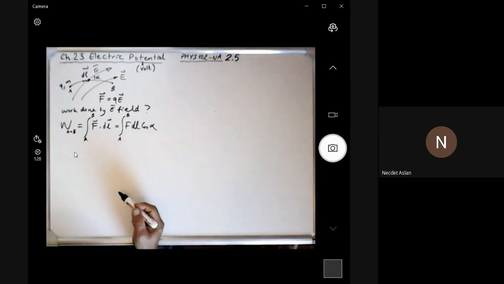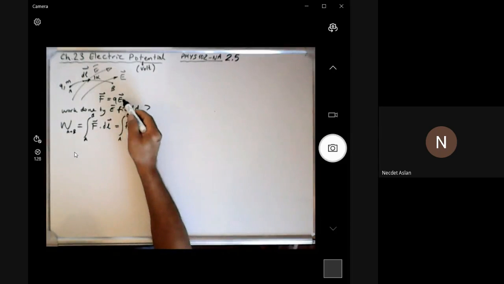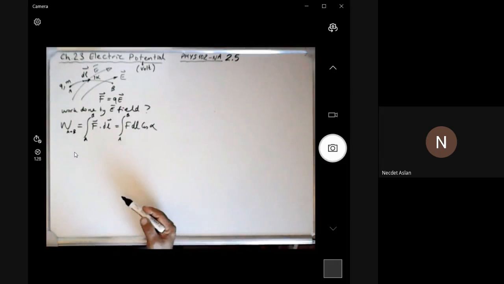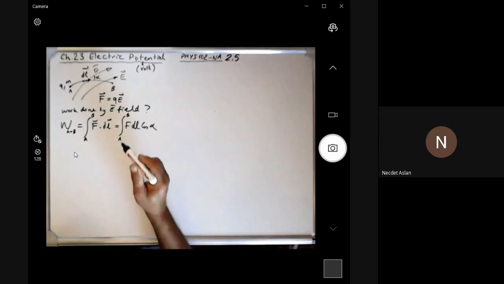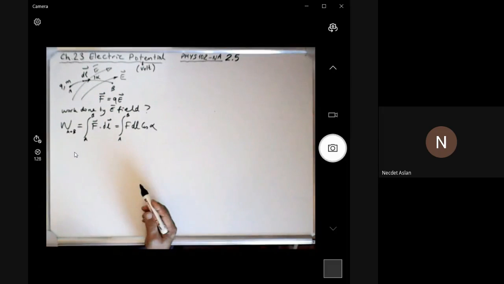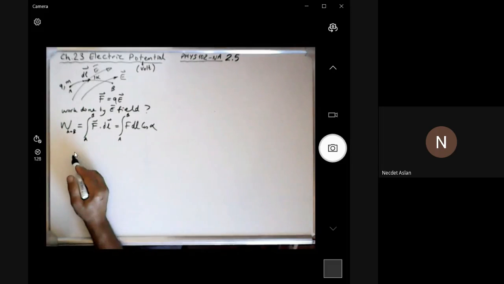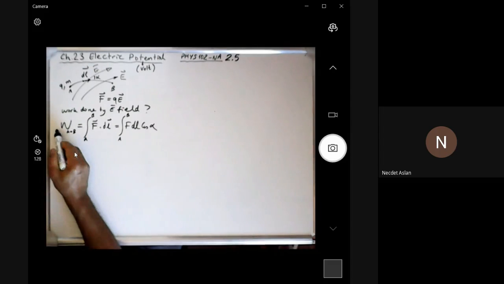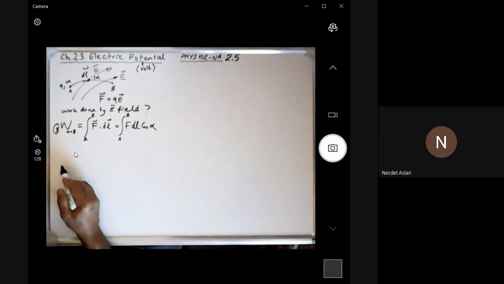So this is the work done by the force. Actually, the force is created by the electric field. Don't forget, forces are always created by some kind of fields. In our case now, it's the electric field. So this is number one. There are some rules about the potential and potential energy, as you see.